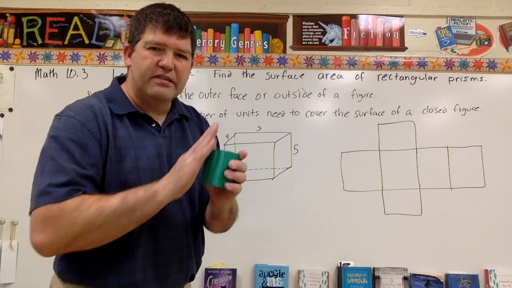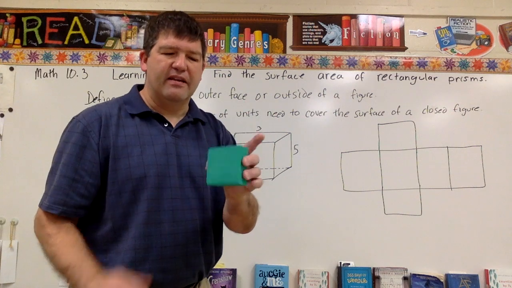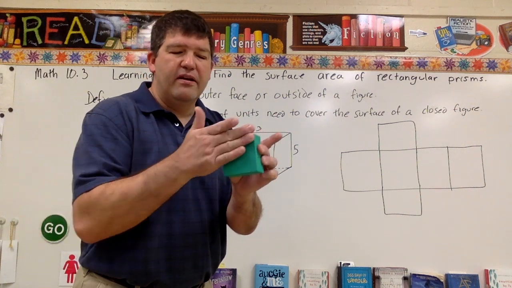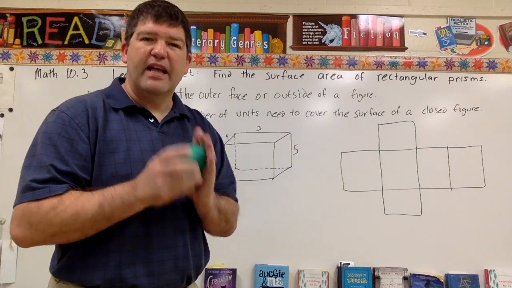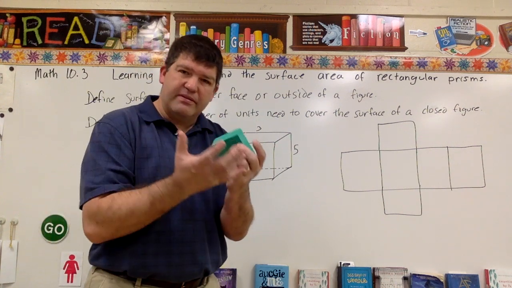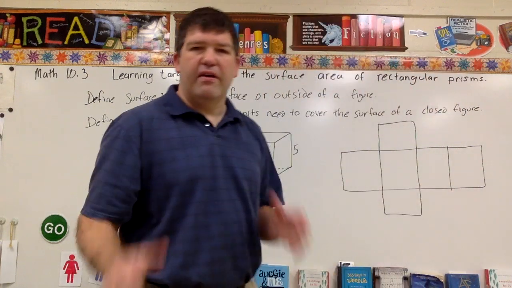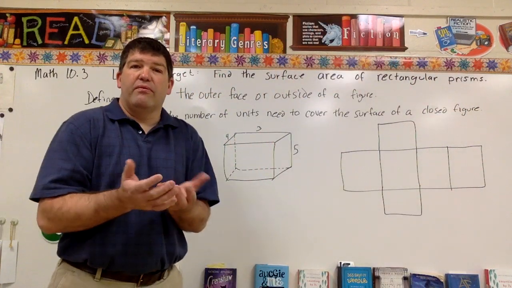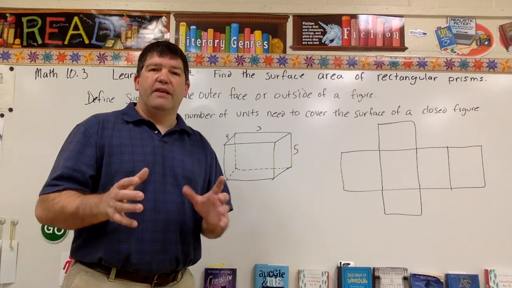The surface area is just the outside. If I wanted to carpet this thing, how much carpet would I need for here? How much carpet here, here, here, here, so that I would cover the whole thing? That's the surface area. That's the outside. It's like if you wrap a present, you want to have enough wrapping paper that goes all the way around it. So you need to find what is the surface area of the outside.